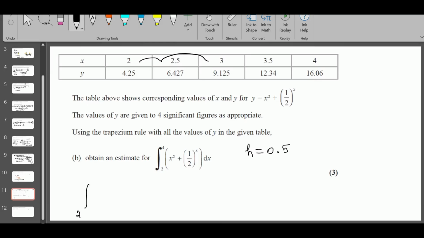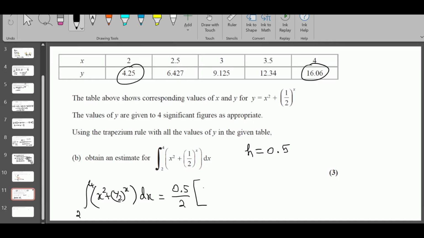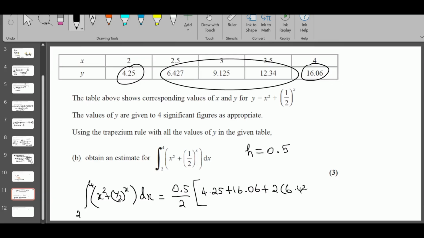Integral 2 to 4 x square plus half to the power x dx is, this is the rule, h over 2 times the first and last values of y, 4.25 plus 16.06, plus 2 times sum of the rest of the y values: 6.427, 9.125, 12.34.